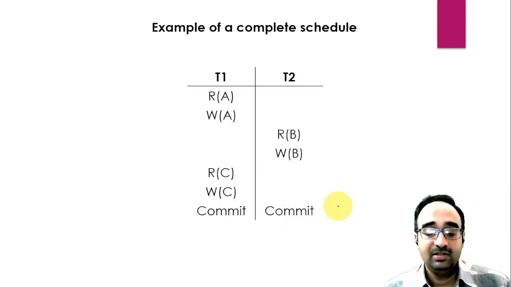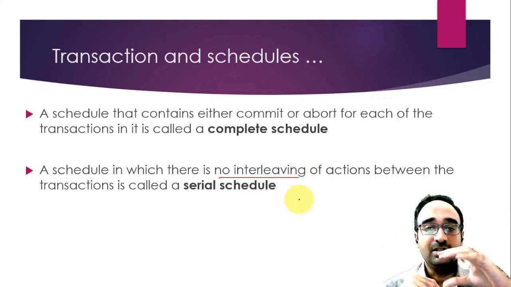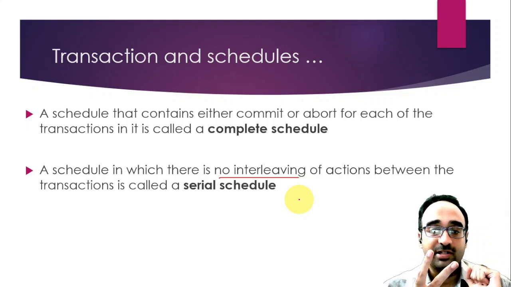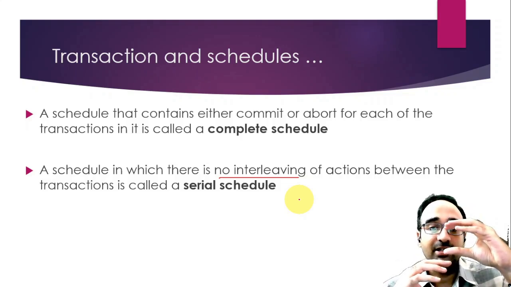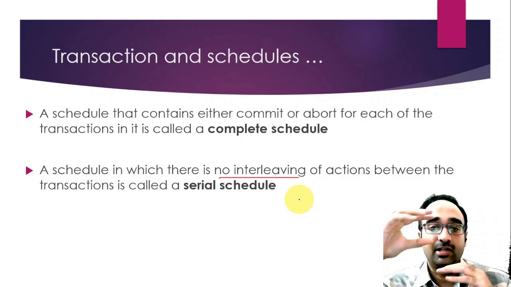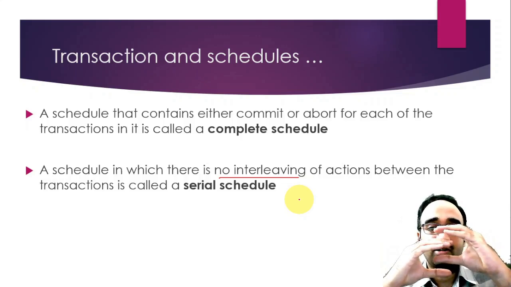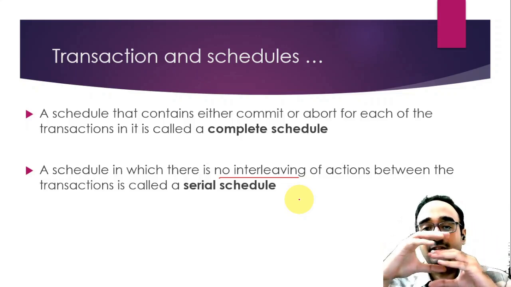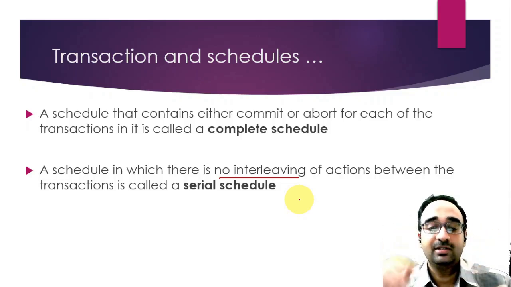And what is a serial schedule? It is a schedule in which there is no interleaving. There are two transactions T1 and T2. If T1 is performed first and T2 performed next, then that is a serial schedule. Or T2 performed first and T1 performed next, that is also a serial schedule. If it is like this, it is not a serial schedule. Or like this, it is not a serial schedule. Only like this or like this.